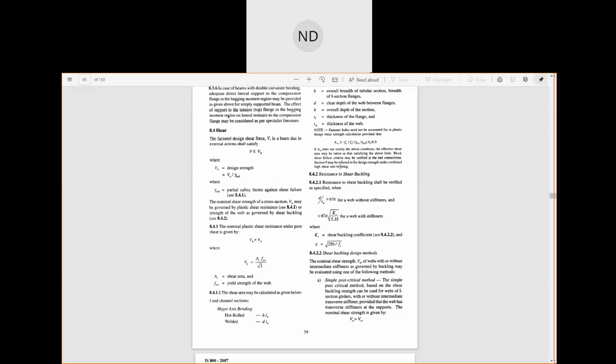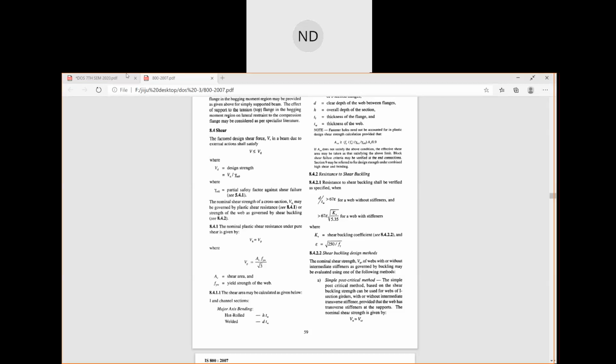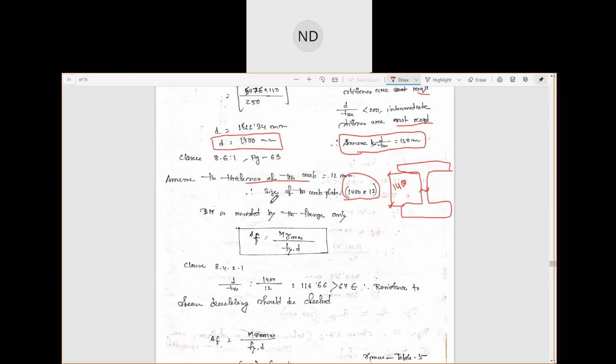So you see here what happened. D by tw should be greater than 67 epsilon for a web with a stiffener. When we are not providing a stiffener, then this d by tw should also be greater than 67 epsilon. Here you see now we have got the area of flange. We'll find out.